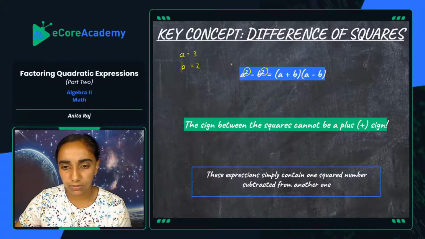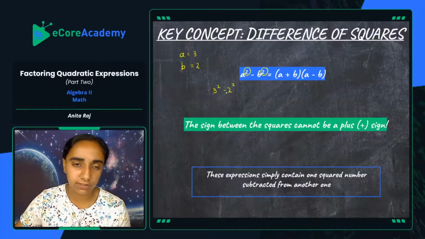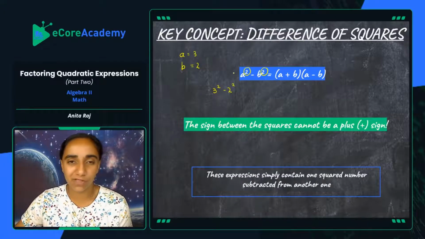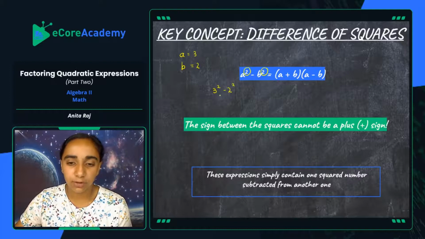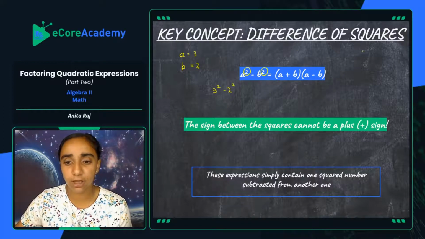So if you see something like this, you'll have something like 3 squared minus 2 squared. So we have two squares and we're subtracting one from the other. When we do subtraction, we're subtracting one number from the other. The answer we get is what's called a difference. You should probably know that from elementary school. So by subtracting two numbers, you get a difference. That's why it's called difference of squares.